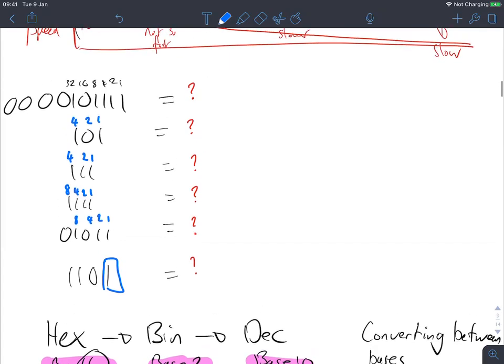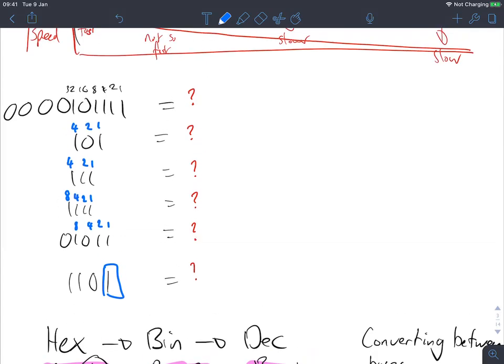Okay, so going the other way, what are these binary representations in denary? Let's have a go at a couple. Let's have a go at the first one. We've got a 1 plus a 2 plus a 4 plus an 8 plus a 32, which is 32 plus 8 is 40, 44, 45, 46, 47.